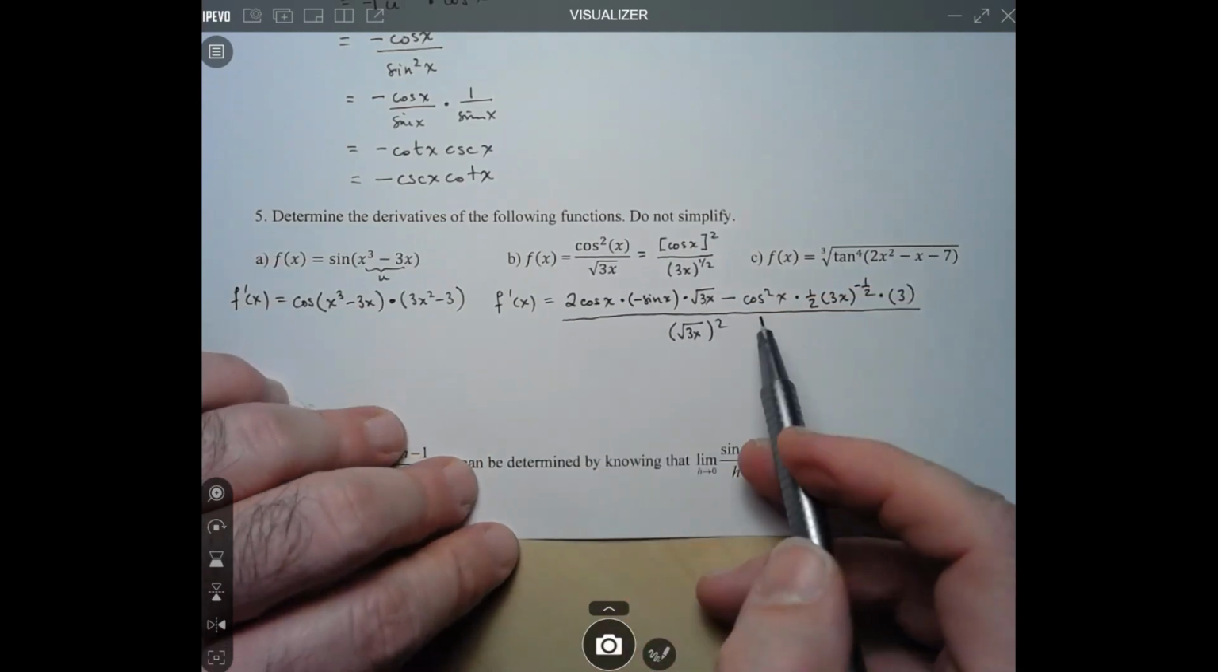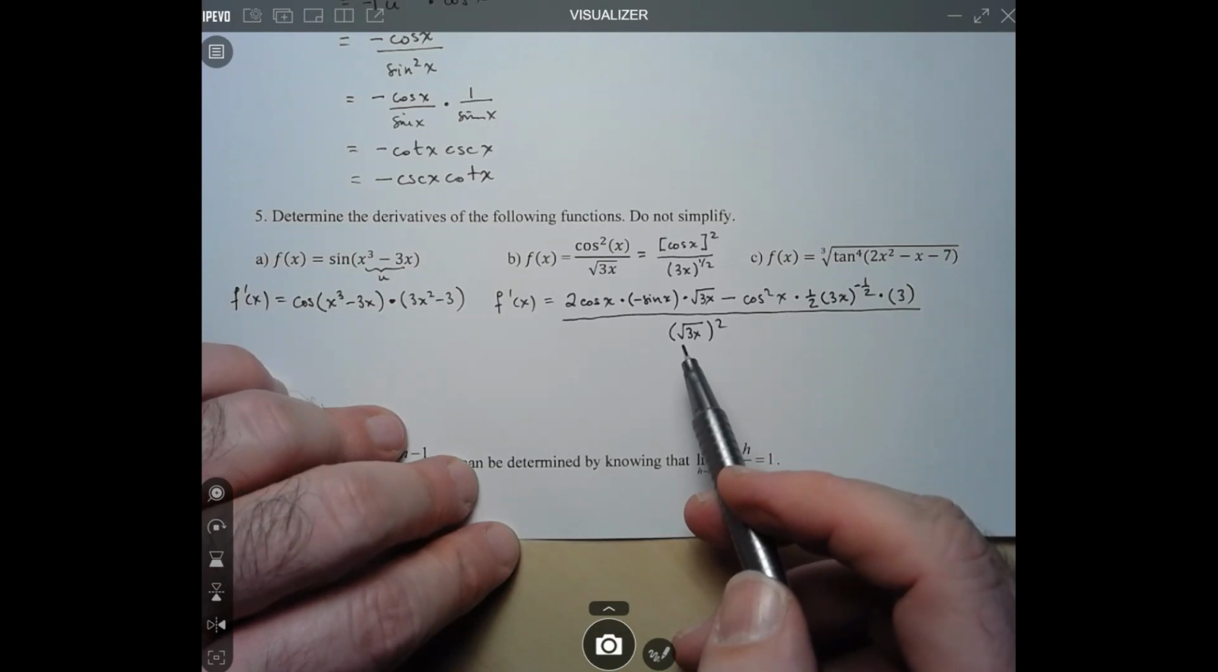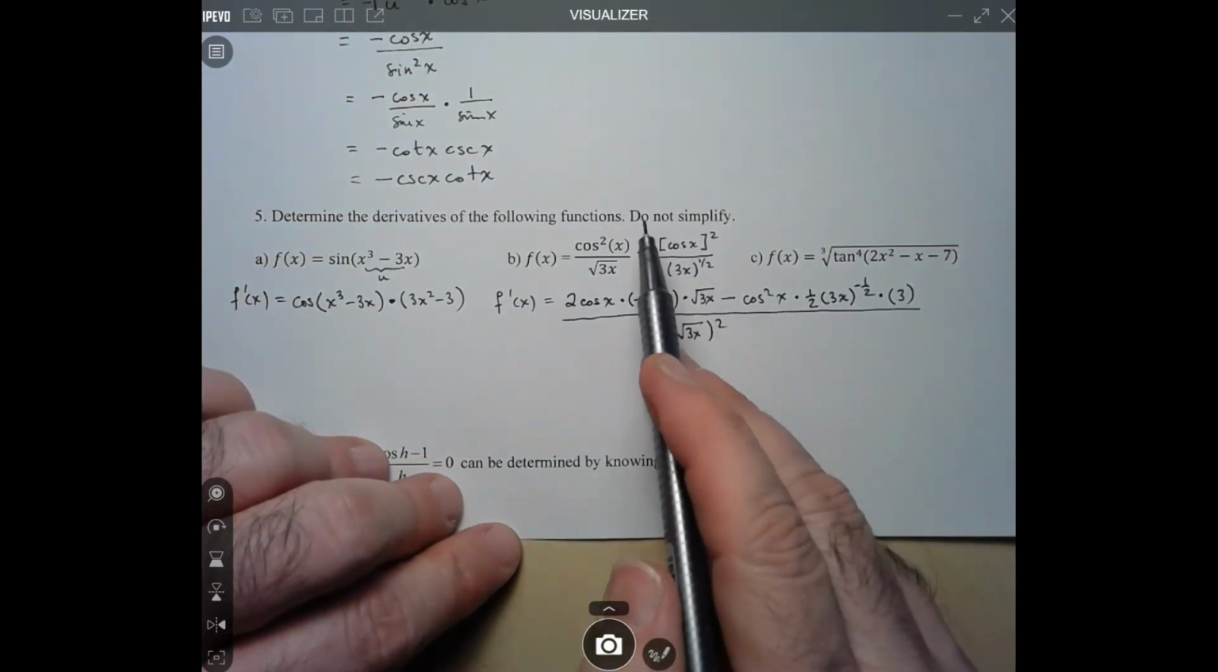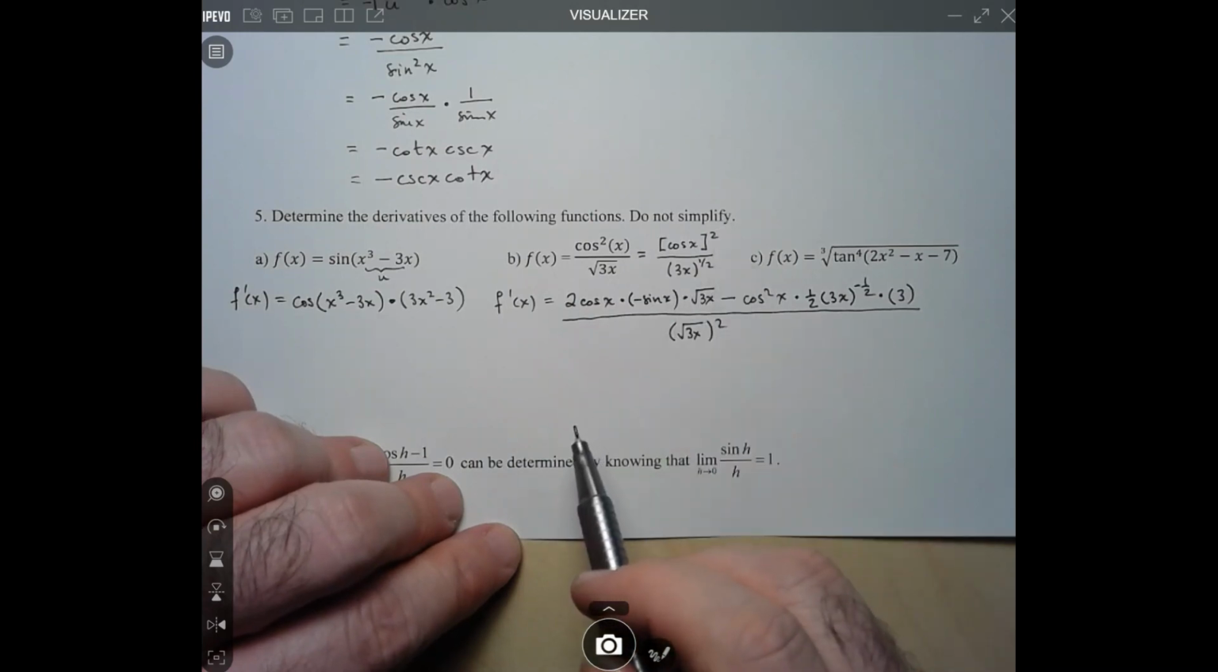Obviously we can simplify this, but for now, I'm just going to leave it as is because I'm just interested in taking the derivative and not worrying about simplifying it right now.